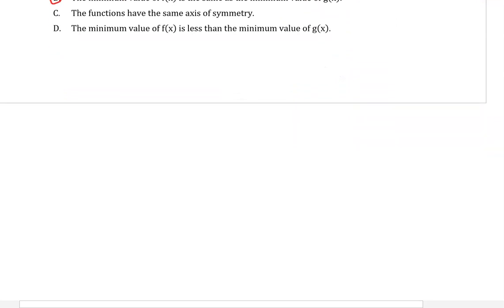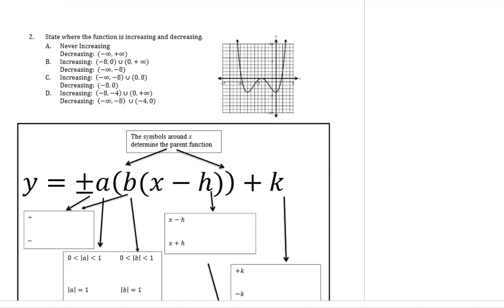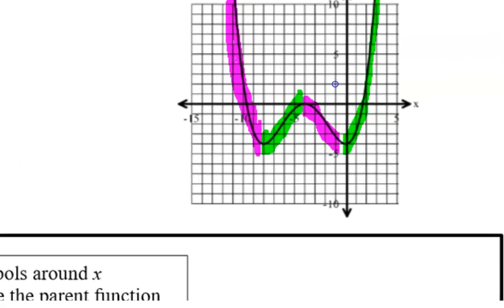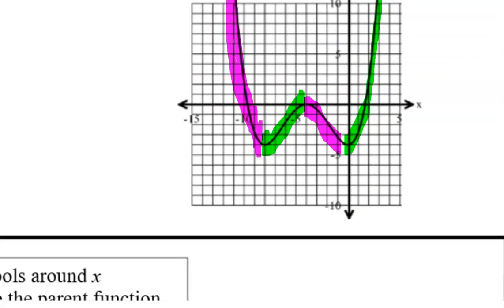Moving on. On your next page, state whether the function is increasing or decreasing. So we'll use our highlighter. I will use green for increasing and red for decreasing. Feel free to use your own highlighters too, by the way. So we see, if I zoom in a little bit, here is where things change.